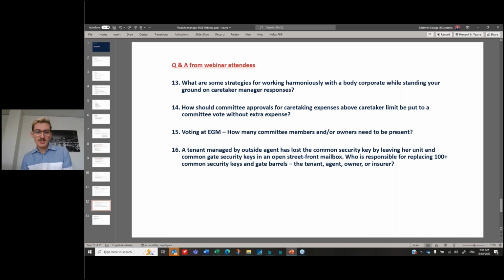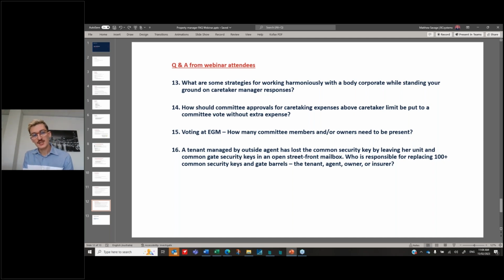Okay, voting at EGM. How many committee members and owners need to be present? So an EGM and an AGM, the G is a general meeting, and that is a meeting of all owners. A committee meeting is the other type, which is just a meeting of the committee members, so the people elected to be the executive board of the body corporate in a way. A general meeting is all owners.